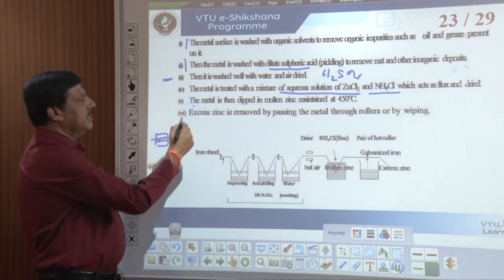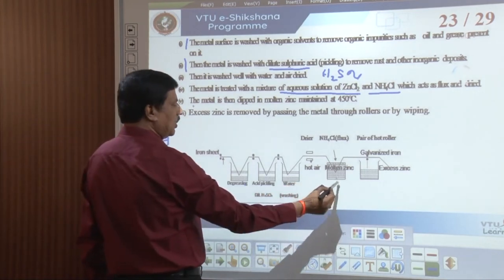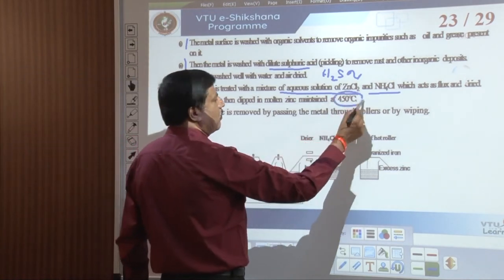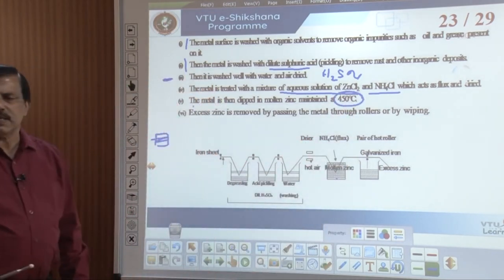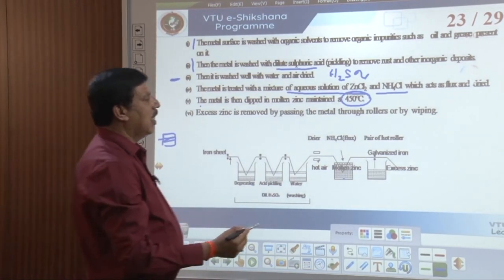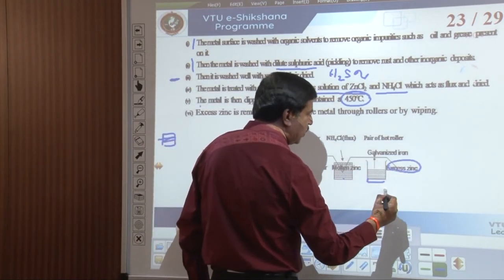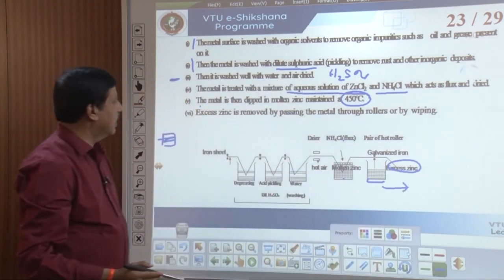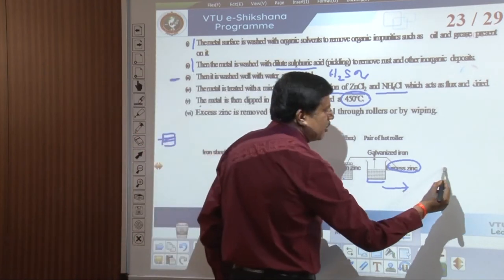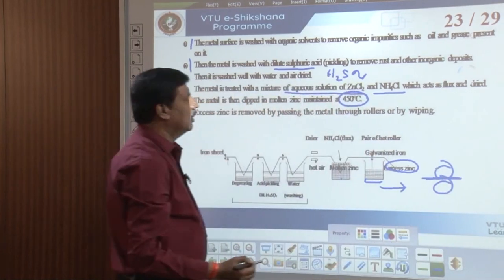The metal is then dipped in molten zinc, which is maintained at a higher temperature, say 450 degrees Celsius. The excess zinc is removed by passing the metal through rollers or by wiping. Whatever unused excess zinc there is has to be removed by passing the metal sheet through rollers, so the excess is removed.